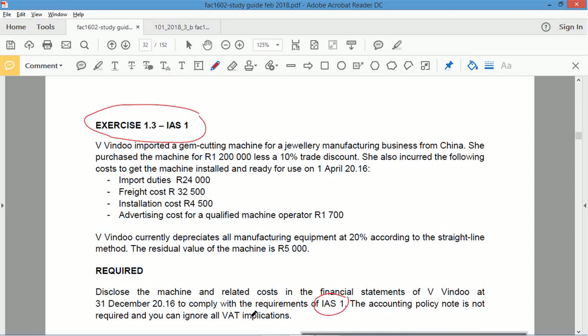Accounting policy note is not required. You'll never need to write down the note because you require the statements in terms of IFRS in order to do that. They just want you to tell them how you are going to record the machine and its related costs in the books of the business.